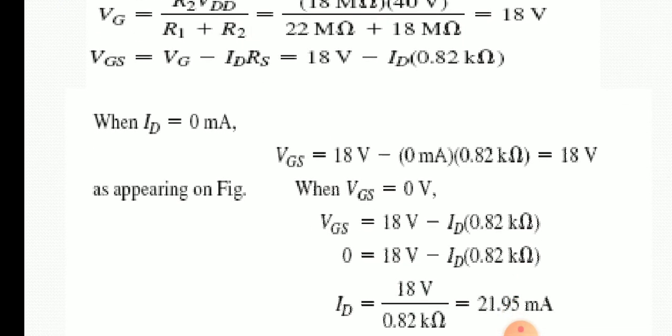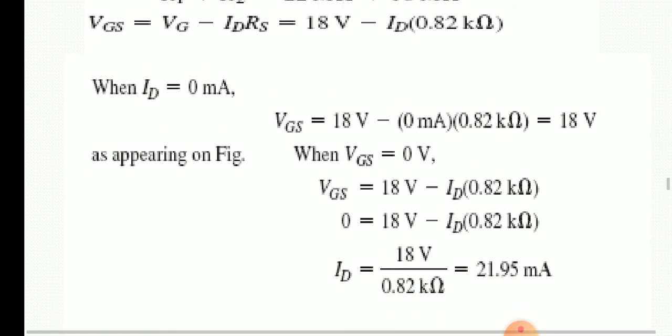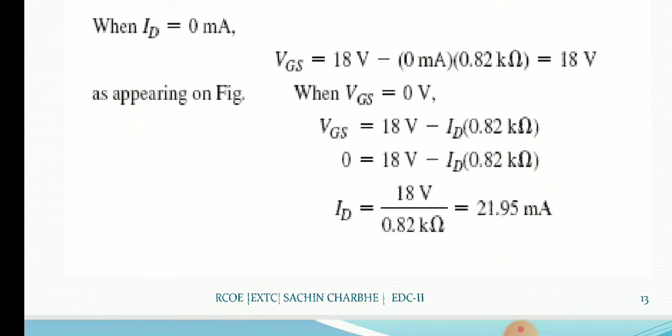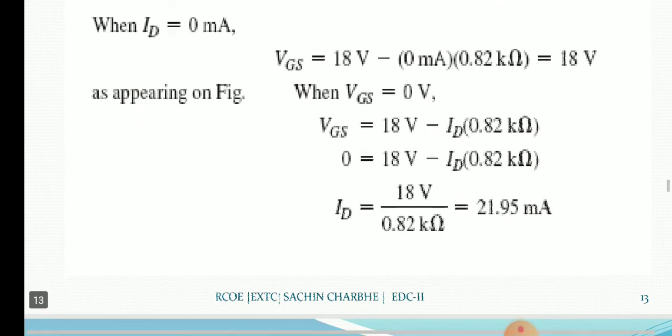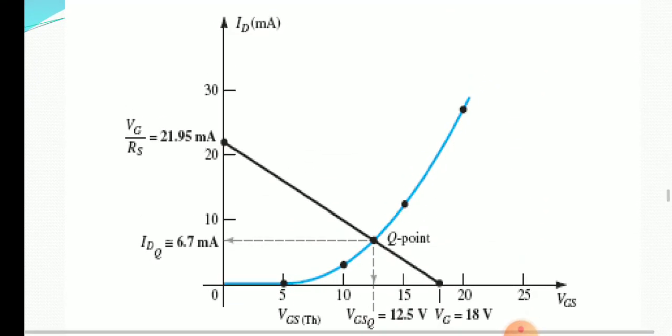Here you can take the different value of VGS and calculate the ID, or ID and calculate the VGS. So ID equals 0 milliampere, so VGS is 18 volt. When VGS is 0 volt, then you have to calculate the ID. So VGS equals 18 volt minus ID into 0.82 kilo ohm. So you will get the value of ID 21.95 milliampere. So you have to plot the graph between ID versus VGS.